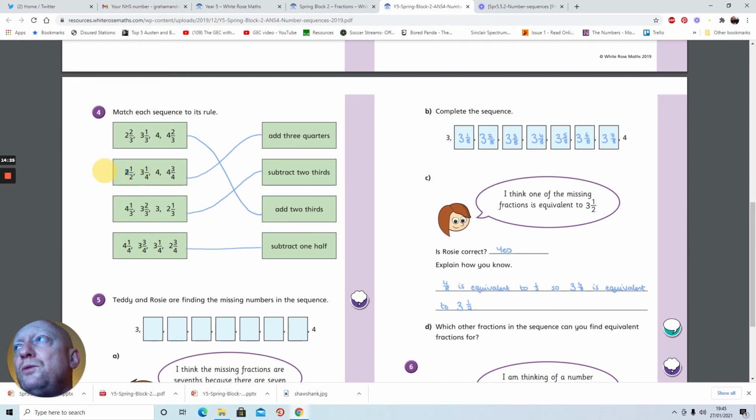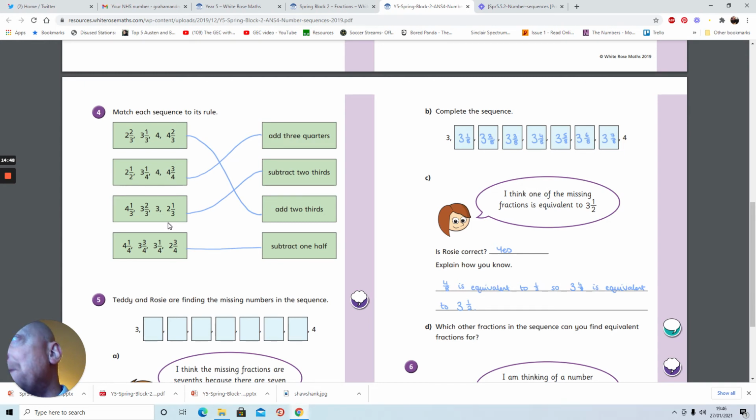I'm not quite sure what the jump in the fraction is there. But if we look at this here, from 4 to 4 3/4, we can see that they've added 3/4 to the 4. So that must be right. Add 3/4.